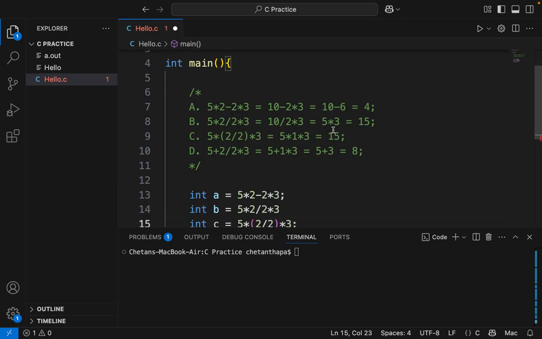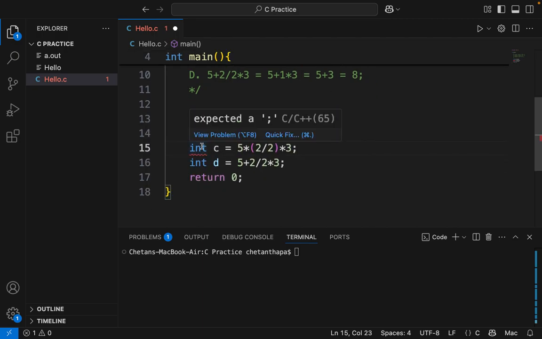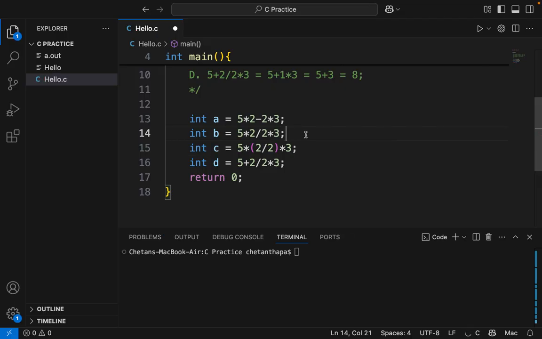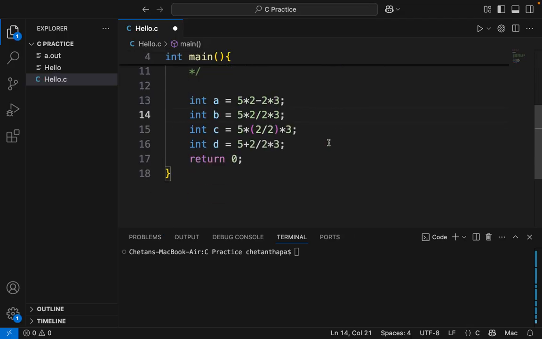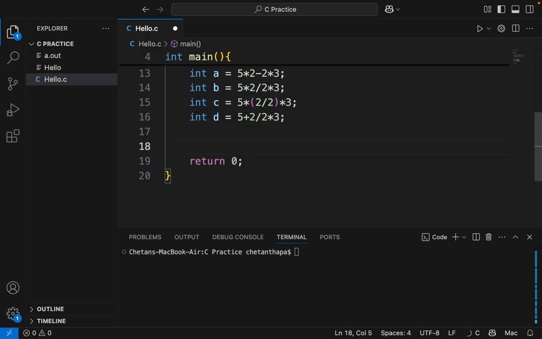Hmm, I'm getting some error. Oh, okay. We have not added this semicolon. Okay, so let's print this number.